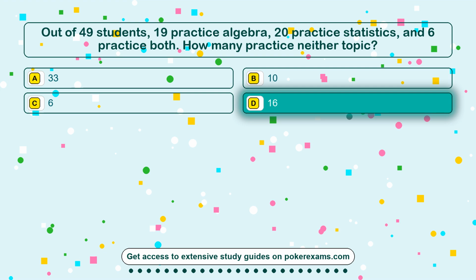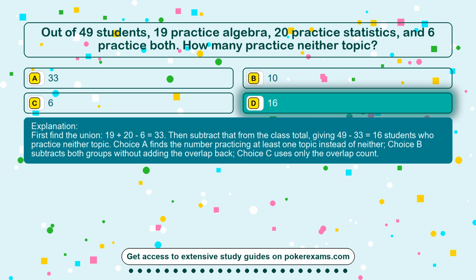The correct answer is option D, 16. First find the union, 19 plus 20 minus 6 equals 33. Then subtract that from the class total, giving 49 minus 33 equals 16 students who practice neither topic.